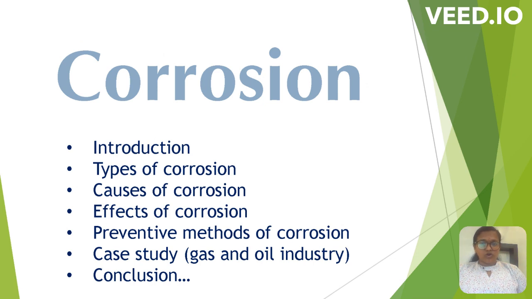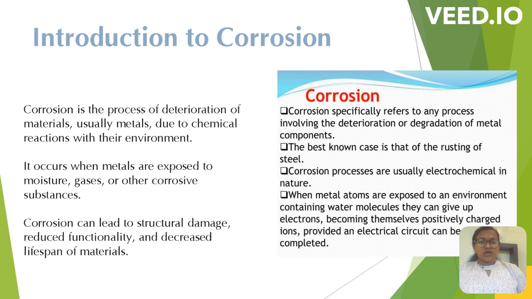Here in this video we are going to know about corrosion, types of corrosion, causes of corrosion, effects, preventive methods and a case study. Corrosion. What is corrosion? Corrosion is the process of deterioration of materials, usually metals, due to chemical reactions with their environment. It occurs when metals are exposed to moisture, gases, or other corrosive substances. Corrosion can lead to structural damage, reduced functionality, and decreased lifespan of materials.